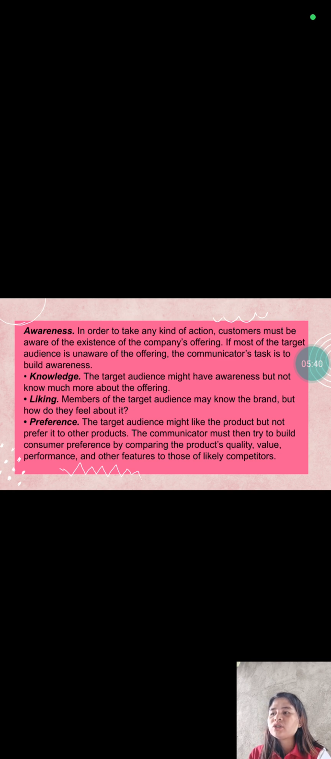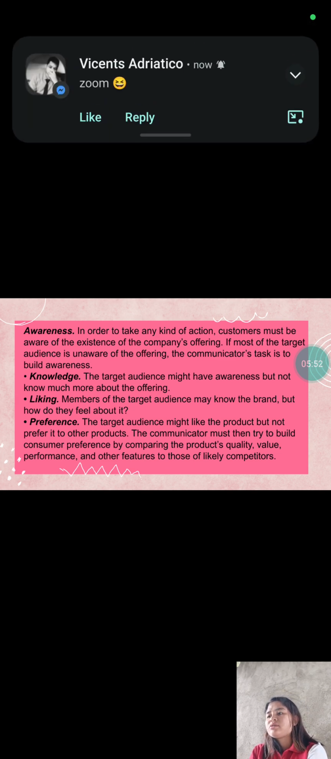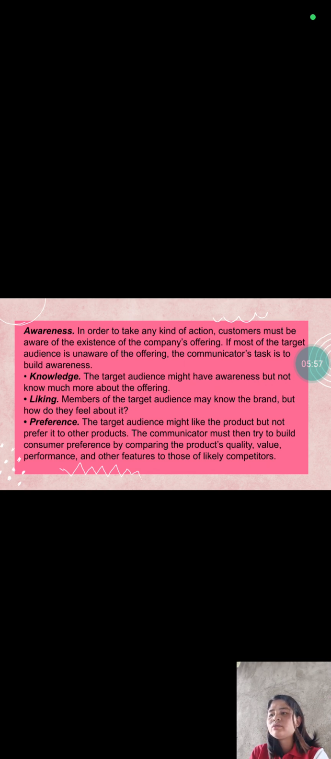Consumers should be knowledgeable about the product that you are offering to them. Liking is that members of the target audience may know the brand, but how do they feel about it. And preference is that the target audience might like the product but not prefer it to other products. So the communicator must then try to build consumer preference by comparing the product's quality, value, performance, and other features to those of likely competitors.